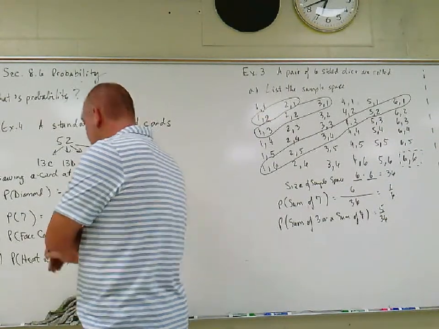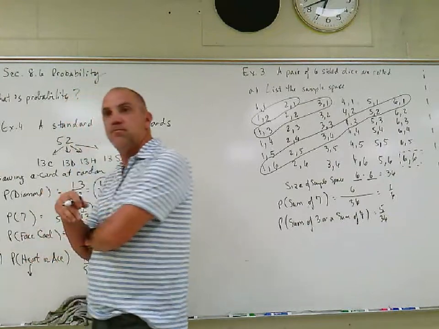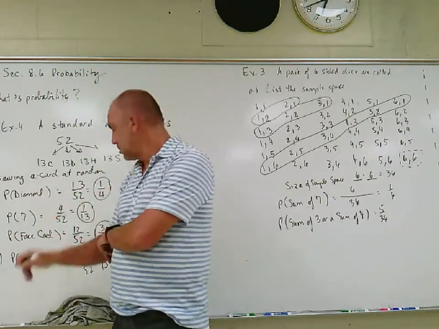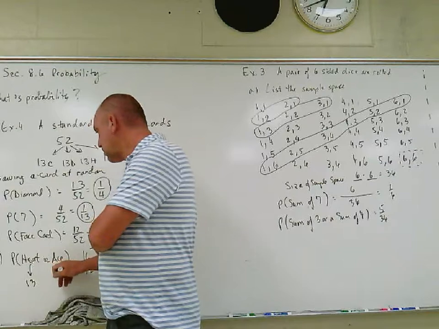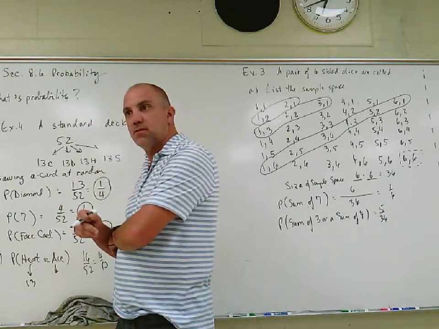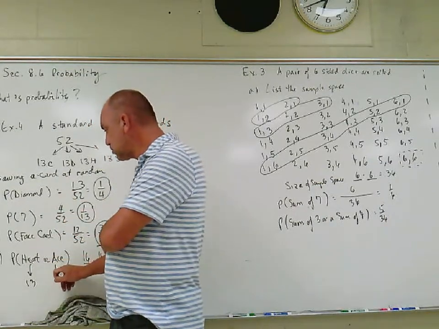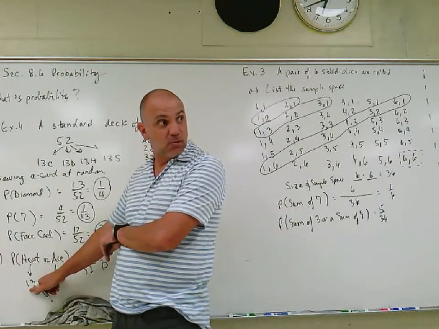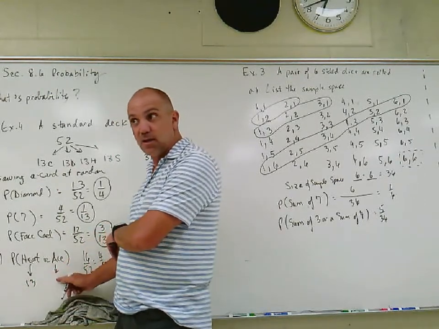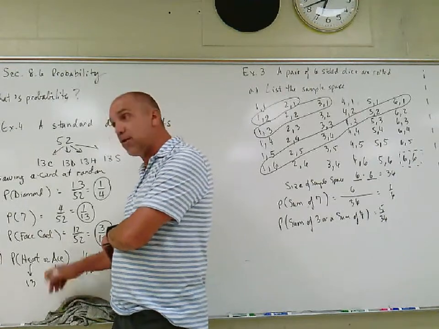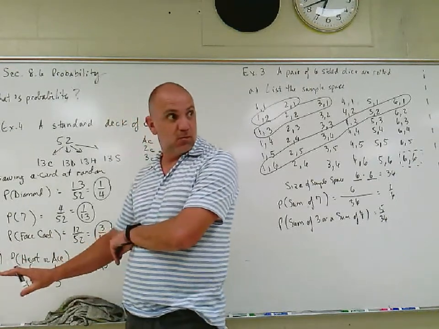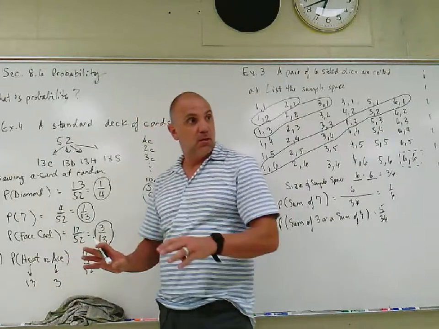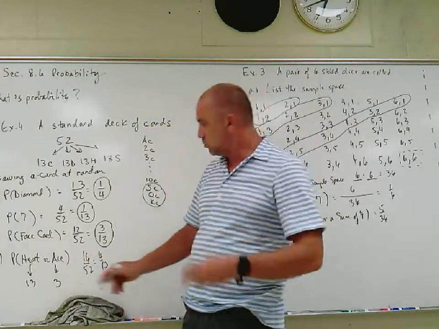So let's think about that. How many hearts are there? 13. How many aces are there? Subtracting the part. Yes, so you're right. So I've already counted over here the ace of hearts. I can't count it again. So there's 3 other aces other than that one. So it is 16 out of 52. You can't say, well, there's 4 aces, well, you already counted one.